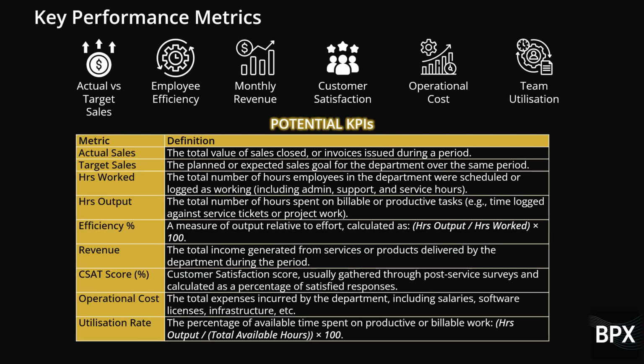When building a performance dashboard, the first step is to identify the metrics that really matter. These key performance indicators allow us to measure results in a consistent and meaningful way. For example, sales performance can be tracked by comparing actual sales against target sales, while efficiency is measured by looking at the hours worked versus the productive output delivered. Revenue highlights the income generated, while operational cost shows what it takes to deliver that output.